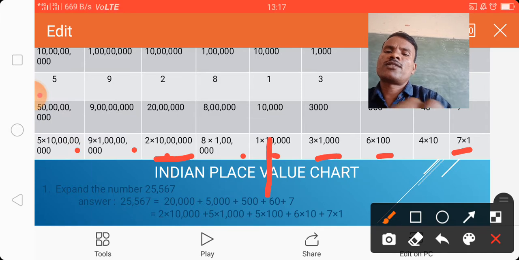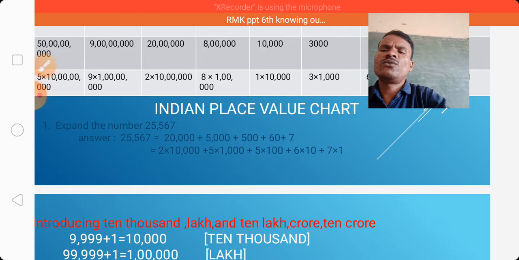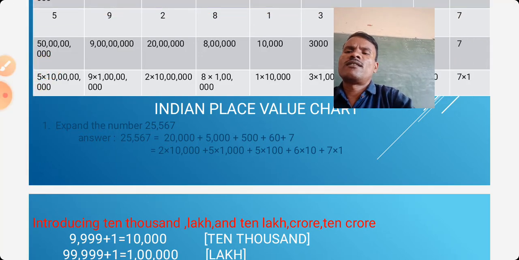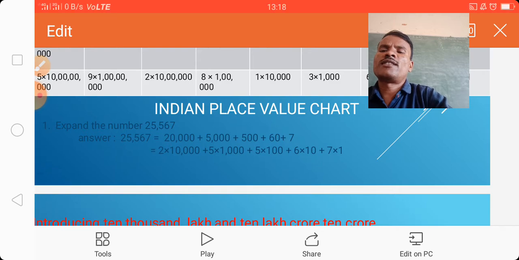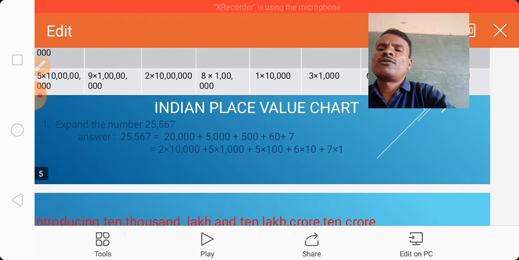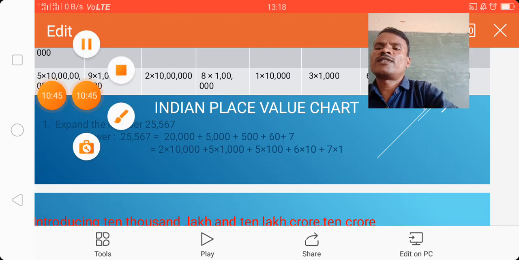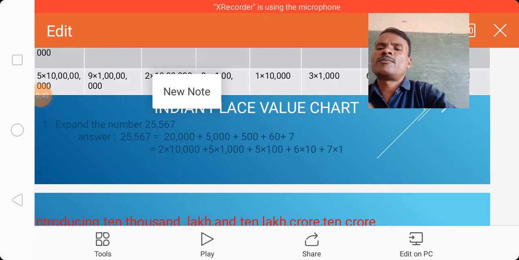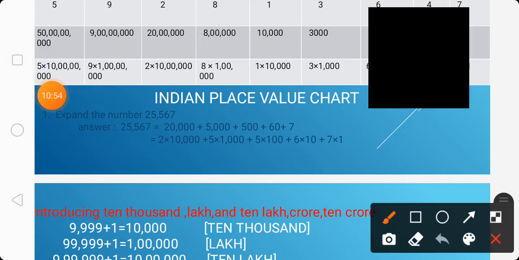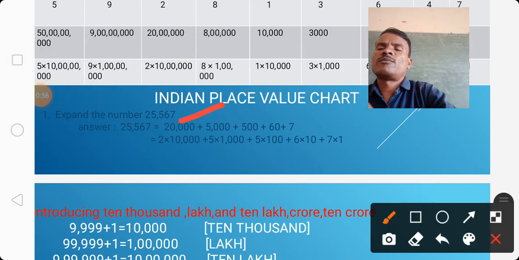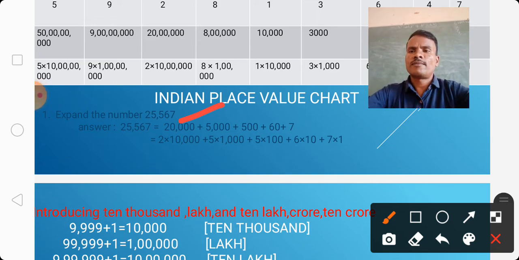Okay, next, after knowing this expansion, we have to understand how to expand the given number. 25,567 is there. Okay, we have to expand this number, 25,567.